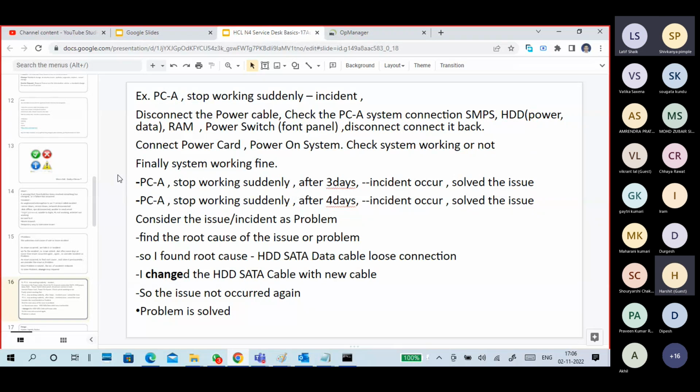Okay. Next one is change. Guys, do you understand incident and problem?